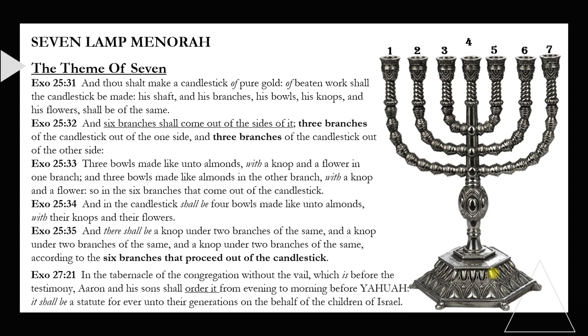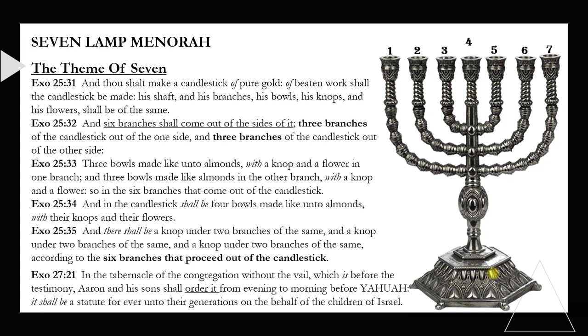All right. So what I want to show you is how the theme of 7 is even indicated on the menorah. And the menorah, well, I don't want to get ahead of myself. Let's read. Exodus chapter 25, verse 31. And thou shalt make a candlestick of pure gold, of beaten work shall the candlestick be made. His shaft, his branches, his bowl, his knops, his flowers shall be of the same.